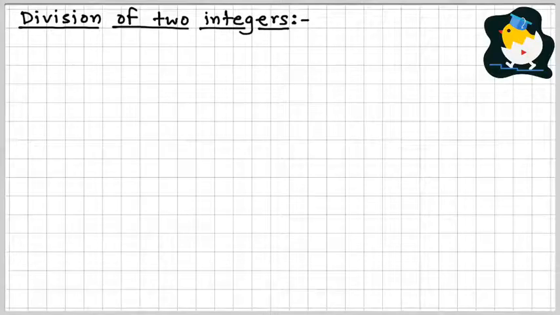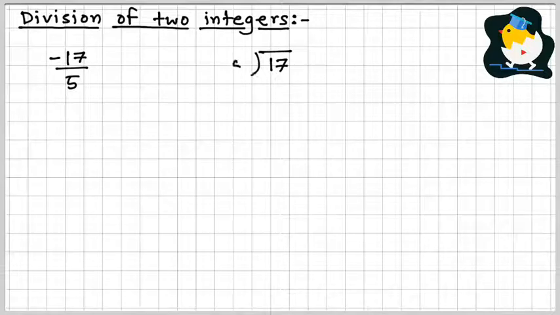Let's continue understanding the division of two integers. Consider one example in which minus 17 is to be divided by 5. So to find the answer, generally what we should do is, first of all, forget the signs. So if I forget the sign, these are two integers, 17 is to be divided by 5.